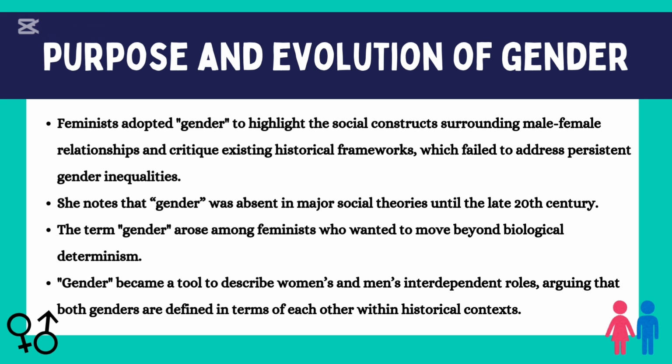Feminists brought the term gender into the spotlight to challenge traditional views of intergender relationships, emphasizing that these roles go beyond simple biology to reflect deeper social influences. Until the late 20th century, discussions on gender were notably absent from major social theories. By advocating for gender as a key concept, feminists aim to demonstrate that the roles of both men and women are intricately linked and defined by each other, deeply rooted within and influenced by historical events and societal norms.